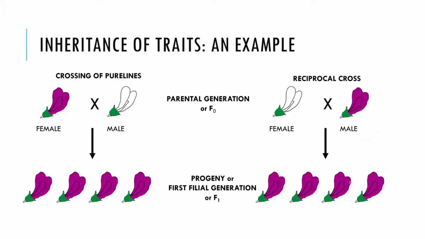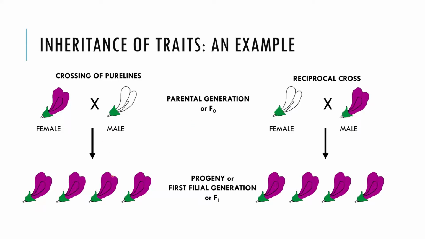Let us take a closer look at one of his experiments with a single trait inheritance pattern. He conducted these using plants that bred true for flower color. In this experiment, Mendel pollinated a purple flowered plant with pollen from a white flowered plant. This is the parental generation, which is also represented as F0.